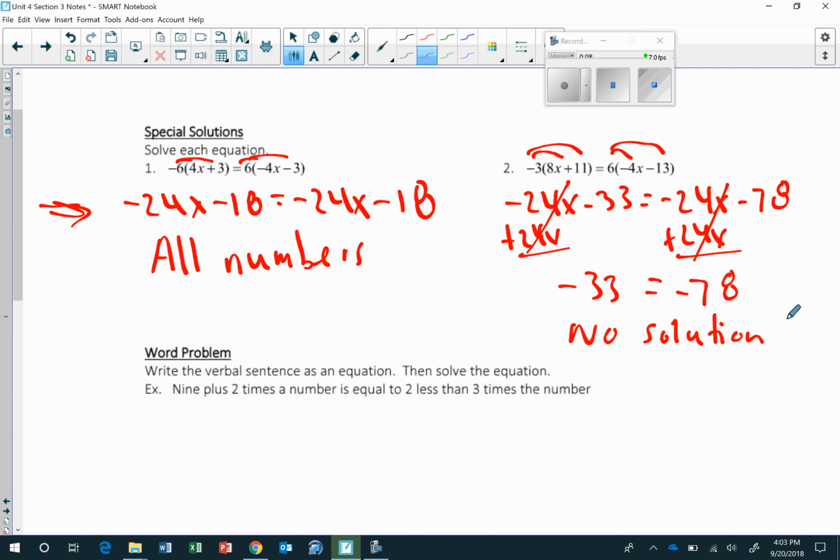So number 1 is where anything will work. Number 2 is where nothing will work. If you have some questions on those because they're tricky, feel free to just ask your teacher.